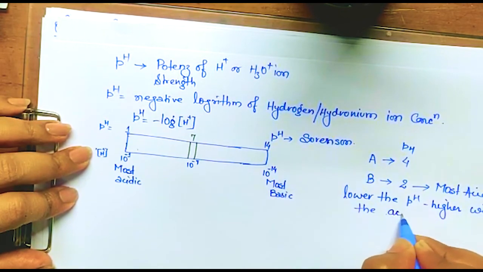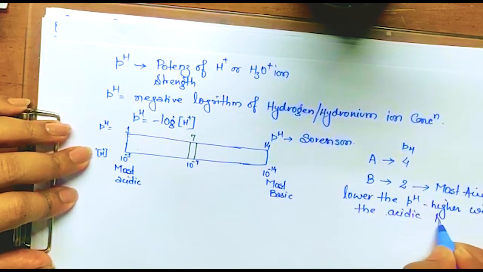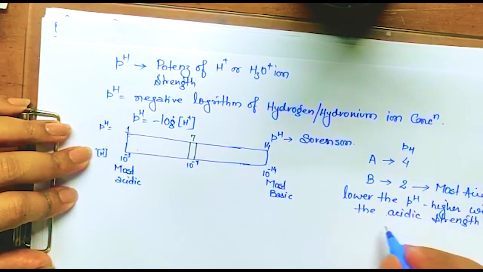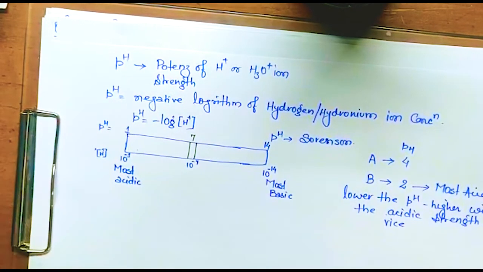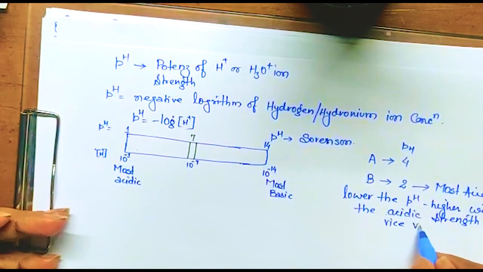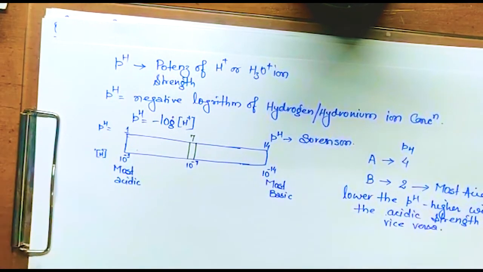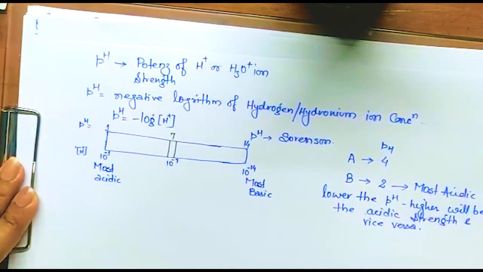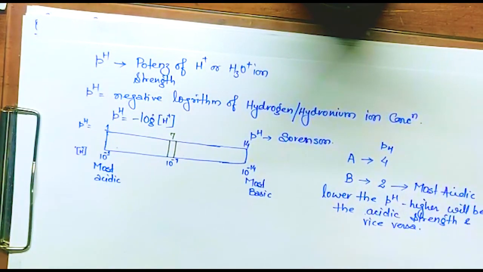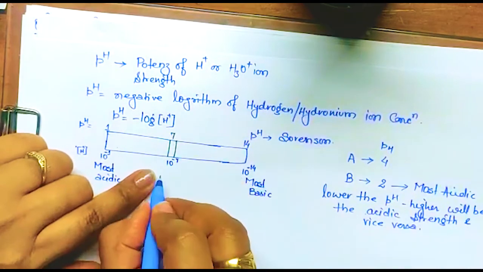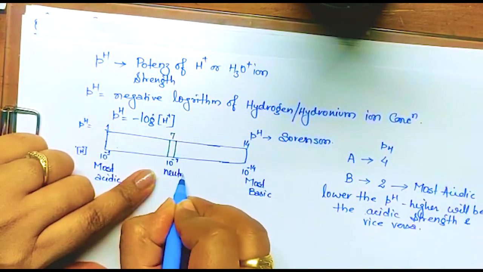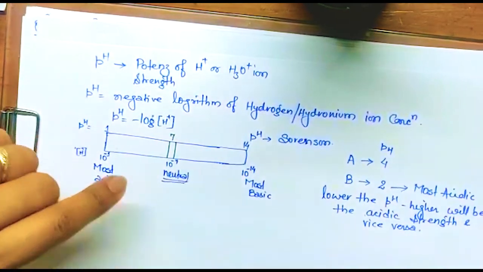Acidic strength. And vice versa. The higher the pH, the lower the acidic strength, or the more the basic strength. Okay? Because we know that acidic strength and basic strength are opposite to each other. Clear? This pH 7 is called neutral. Done with that?